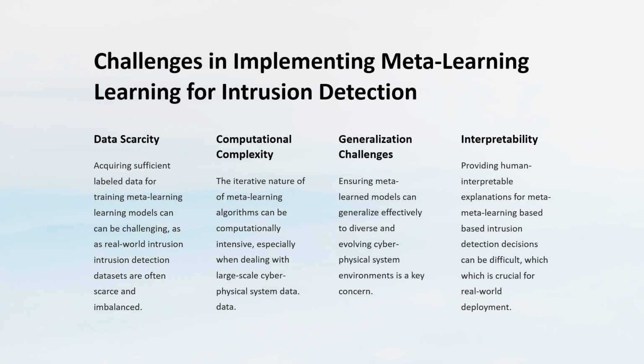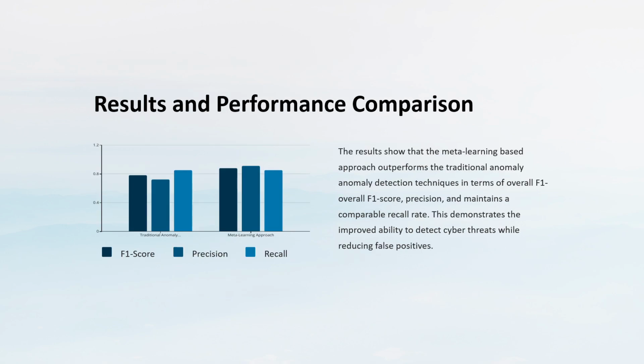So let's understand the results and performance comparison between traditional intrusion detection and meta learning intrusion detection. The results show that the meta learning based approaches outperform the traditional anomaly detection techniques in terms of overall F1 score and precision, and maintain a comparable recall rate. This demonstrates the improved ability to detect cyber threats while reducing false positives. So this is F1 score, precision, and recall.